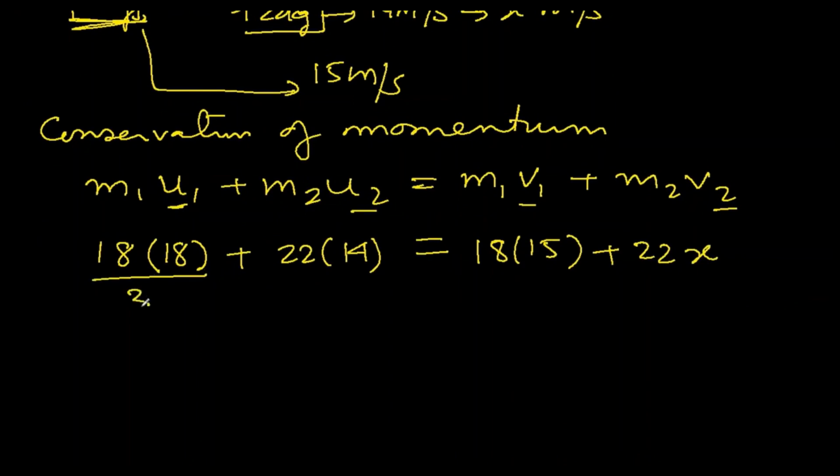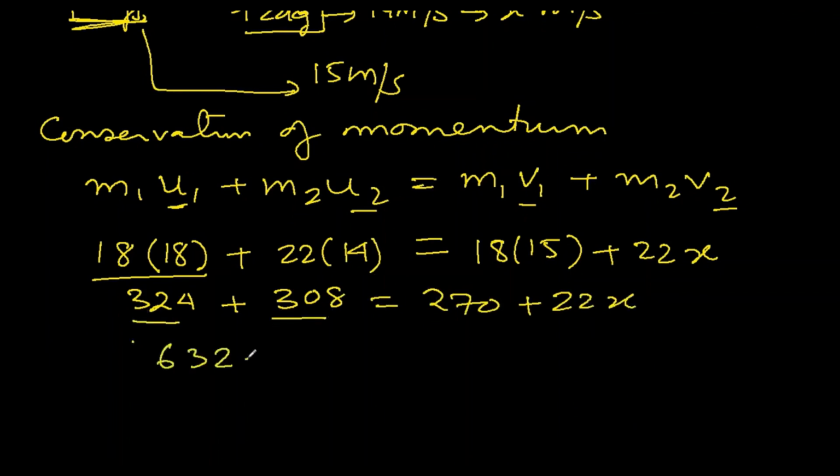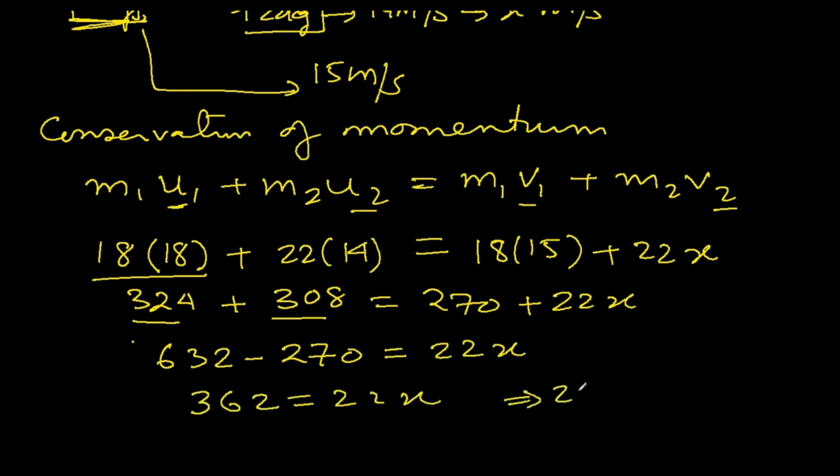So this will be 324 plus this will be 308 equal to 270 plus 22x. So 324 plus 308 will be 632 minus 270 equal to 22x. This will be 362 equal to 22x. So 22x means x will be equal to 362 over 22.